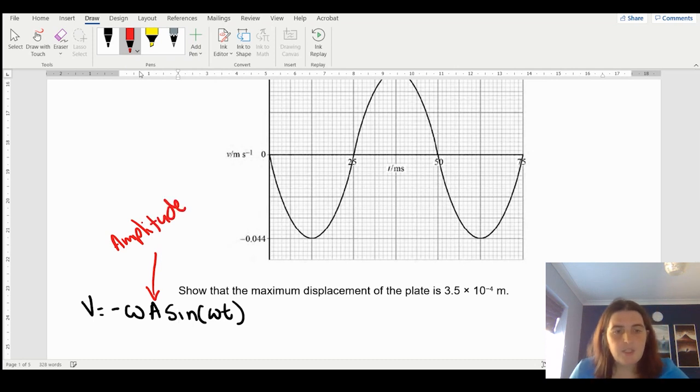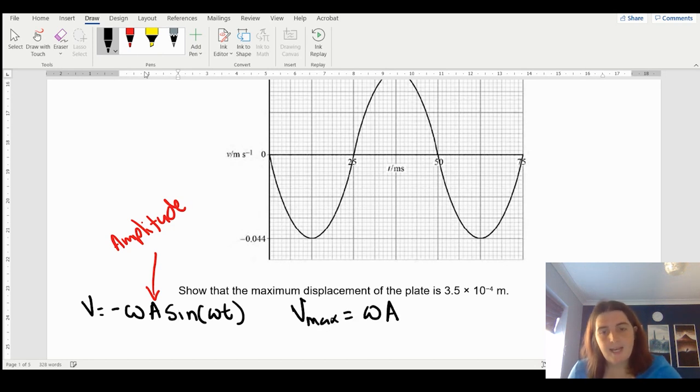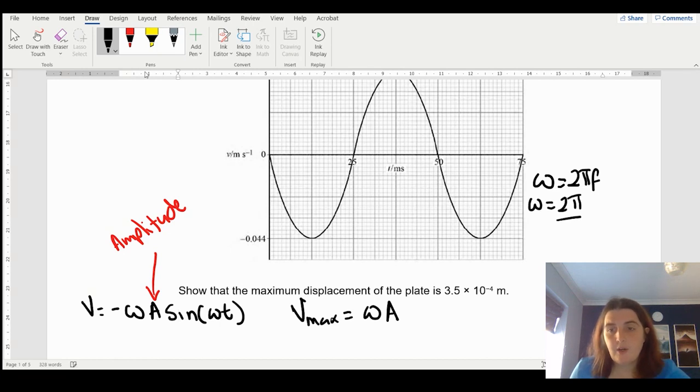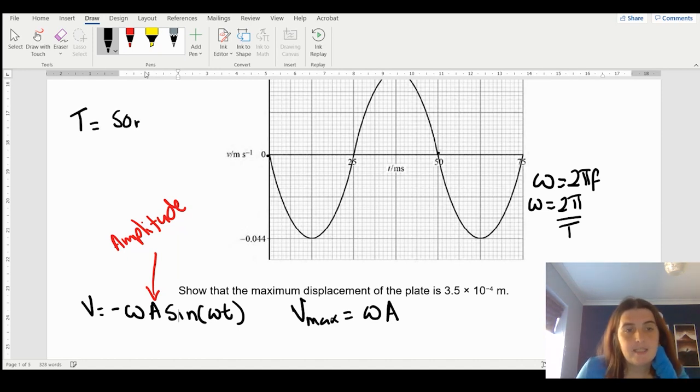And what I'm going to do now, I'm going to use an equation that's actually on your data sheet. That is Vmax equals omega A. And of course, A is the amplitude, and amplitude is the maximum displacement. So first of all, I need to find this omega. So omega equals 2 pi f here, or of course, omega equals 2 pi over T. So I'm going to use this to help me find what this is. If I look for the time period, I know that T is going to be from this position here to this. So that's 50 milliseconds.